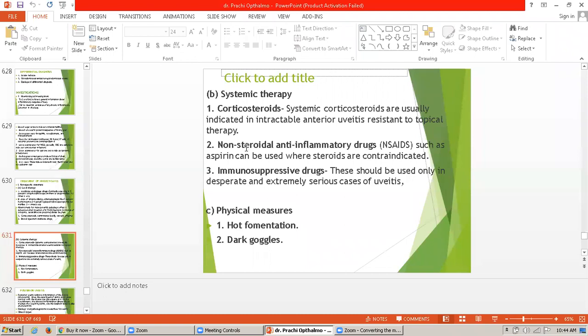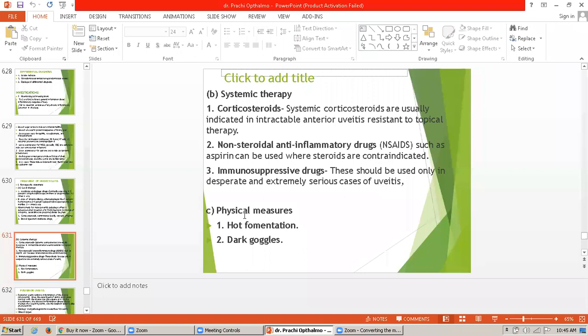B, that is systemic therapy. In that, one, systemic corticosteroids are usually indicated in intractable anterior uveitis resistant to topical therapy. Two, non-steroidal anti-inflammatory drugs, that is NSAIDs, such as aspirin, can be used where steroids are contraindicated. And third one is the immunosuppressive drugs. These should be used only in desperate and extremely serious cases of uveitis.